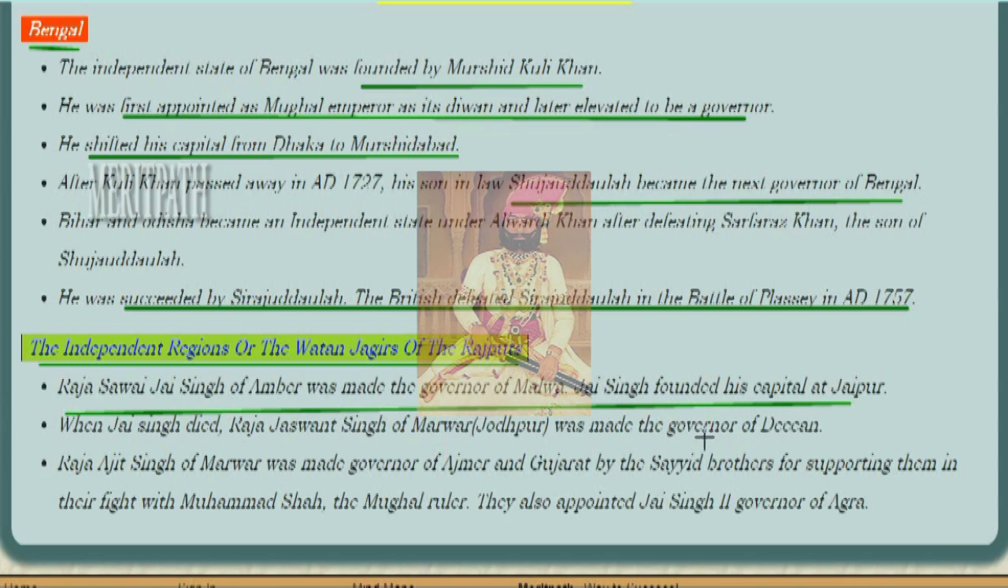After the death of Jai Singh, Raja Jaswant Singh of Marwar was made the governor of the Deccan region. And Raja Ajit Singh of Marwar was made the governor of Ajmer and Gujarat by the Sayyid brothers because they supported them in the fight with Muhammad Shah.